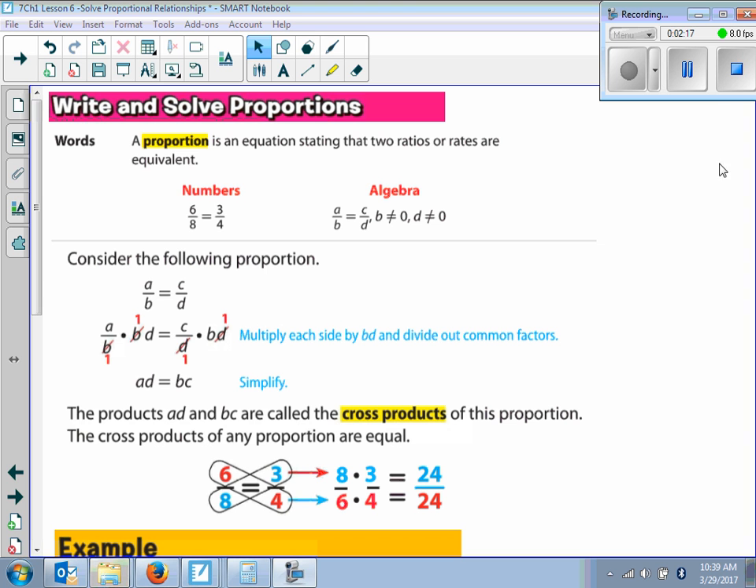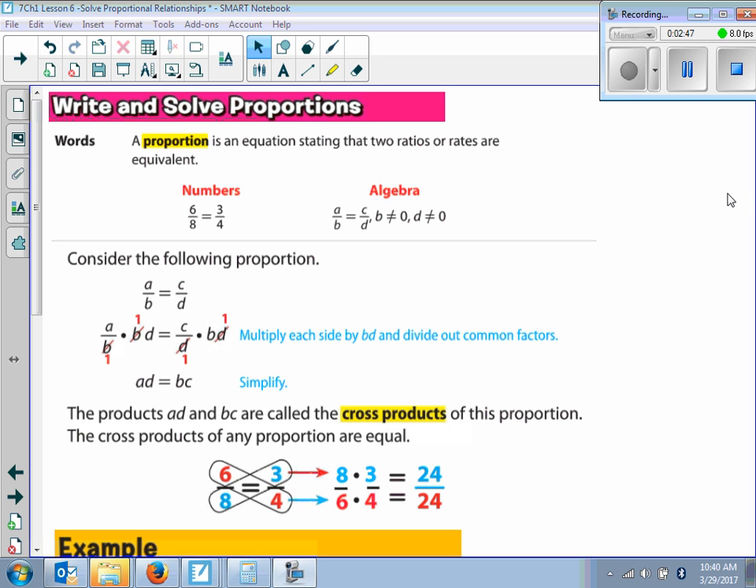All right, so today we are going to write and solve proportions. Now, a proportion is an equation stating that 2 ratios or rates are equivalent. Just like what we worked on in the warm-up, the ratios that we looked at for the smoothies were equal ratios, right? Those were equal ratios because they had the same value, okay?